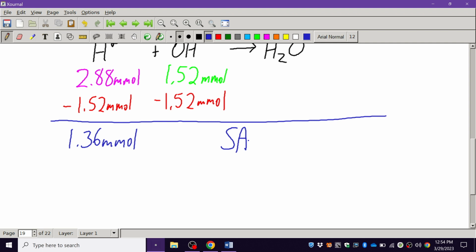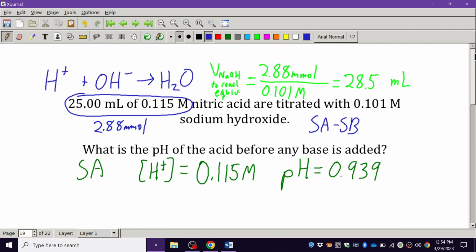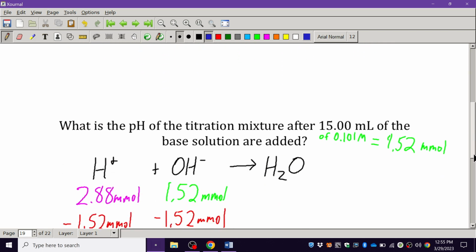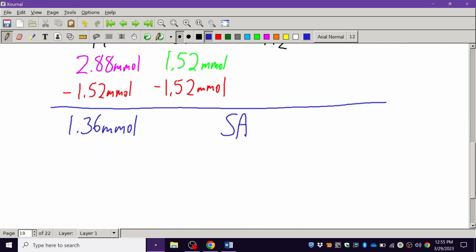So we're still dealing with a strong acid solution. And again, that coincides with what we have done before, because, and this is where figuring out the equivalence point helps a little bit, you can see in order to reach equivalence, we have to add 28.5 milliliters of base. We haven't done that yet. We've only added 15 milliliters. So we're still in the strong acid region of the titration curve.